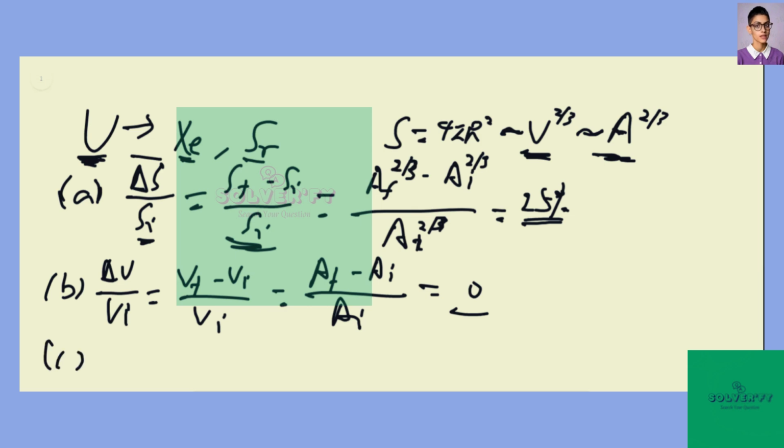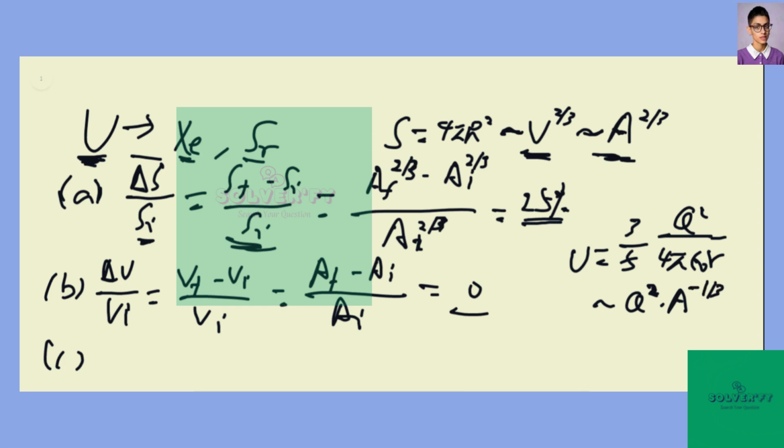For part C, we want to know by what percentage the potential energy is changed. The potential energy for the atom is given as U equals 3 over 5 Q squared over 4 pi epsilon naught times R. As we can see, this is proportional to Q squared times A to the power negative 1 over 3. So delta U over UI becomes UF minus UI, divided by UI.